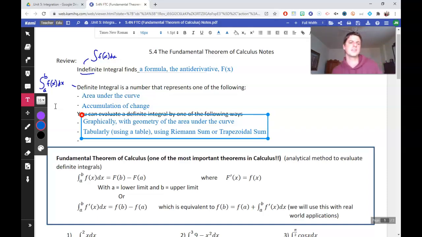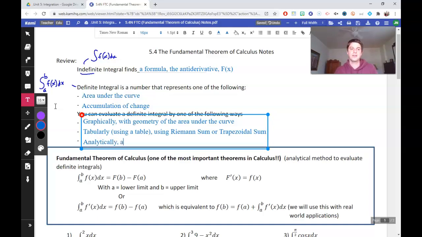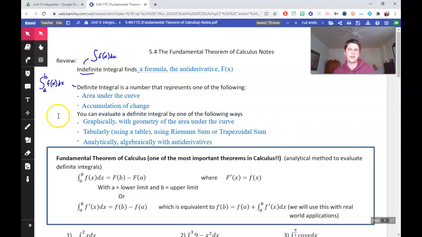And of course, that's very interconnected. We start off graphically to show you how the Riemann or trapezoidal sum works and what that looks like. And the last way is analytically, and that's algebraically with antiderivatives. Remember, these are three of the main components of the link sheet: graphs, tables, and equations. Right now, the fundamental theorem particularly talks about an analytical way to evaluate definite integrals.